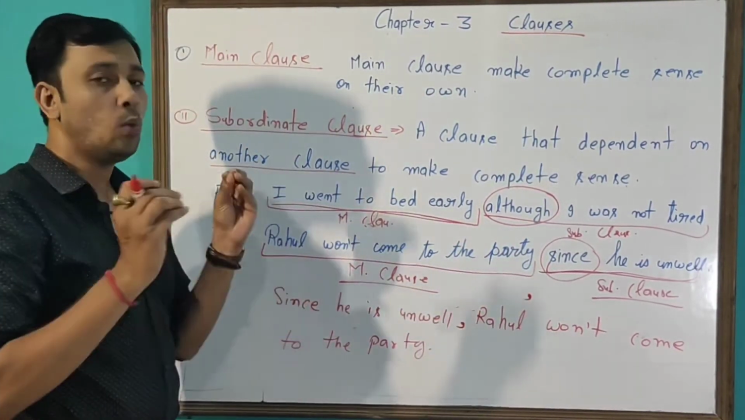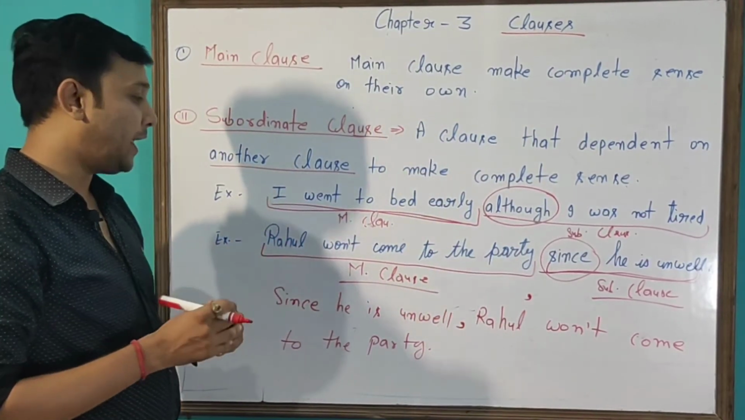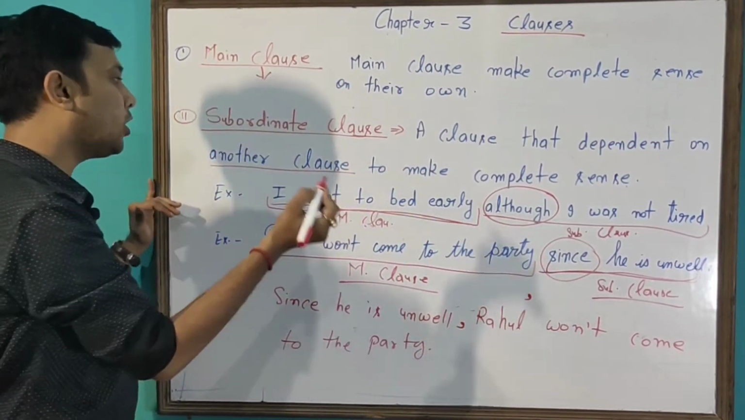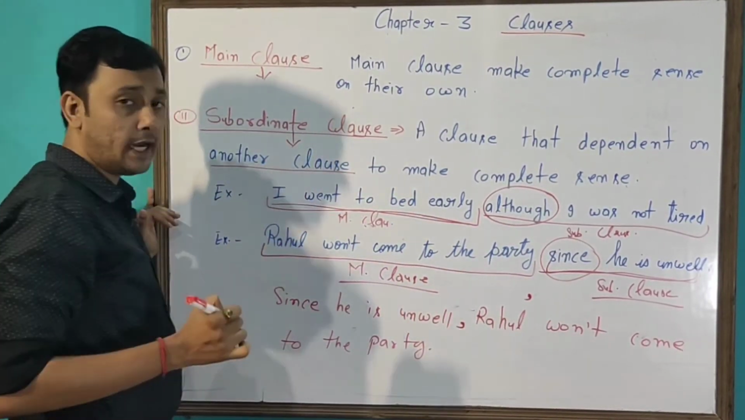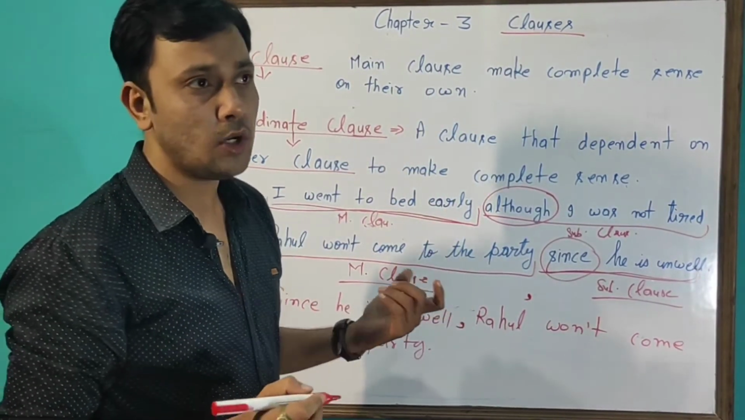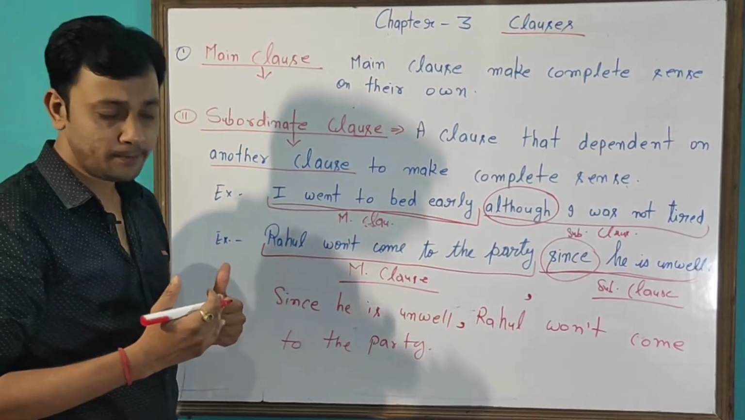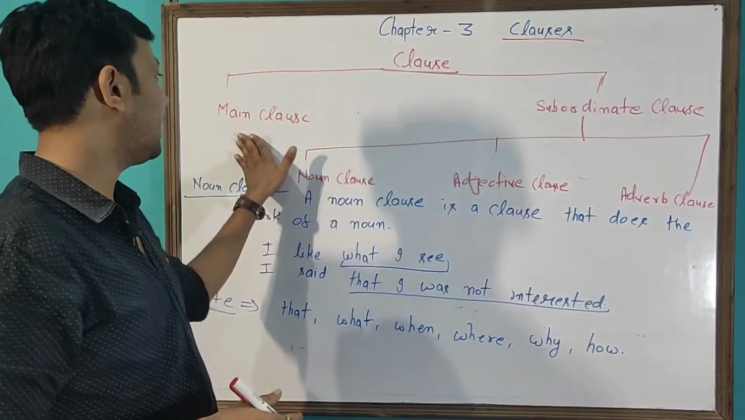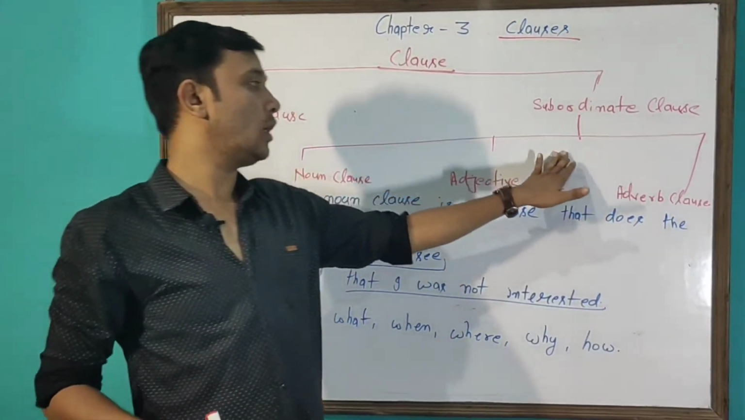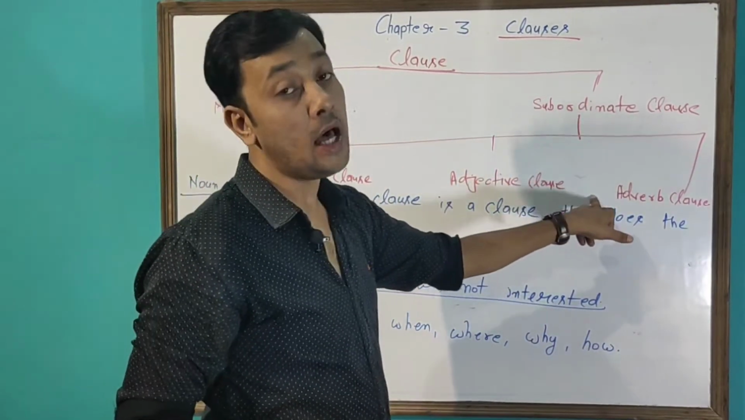So now it is clear what a clause is and the types of clause. Okay. Now I am going to explain. Main clause doesn't have any kinds. Subordinate clause is further divided into three kinds: noun clause, adjective clause and adverb clause. So let's start with the subordinate clause kinds. Here clause has two types, main clause and subordinate clause. Main clause has no kinds. Subordinate clause is further divided into three kinds: noun clause, adjective clause and adverb clause.